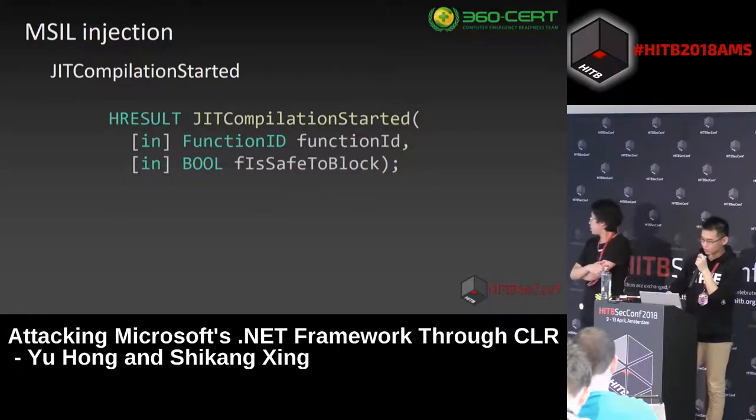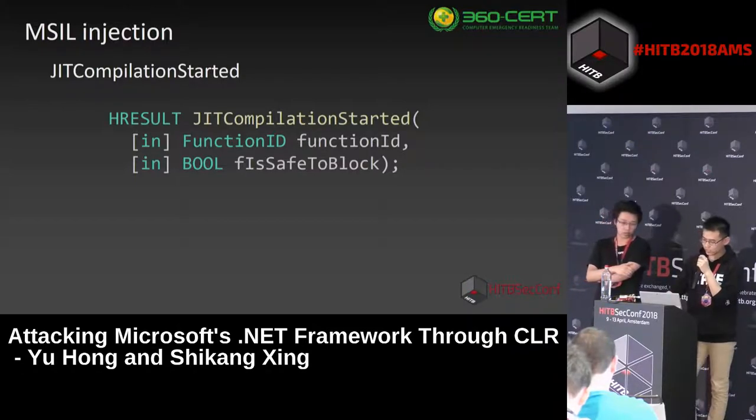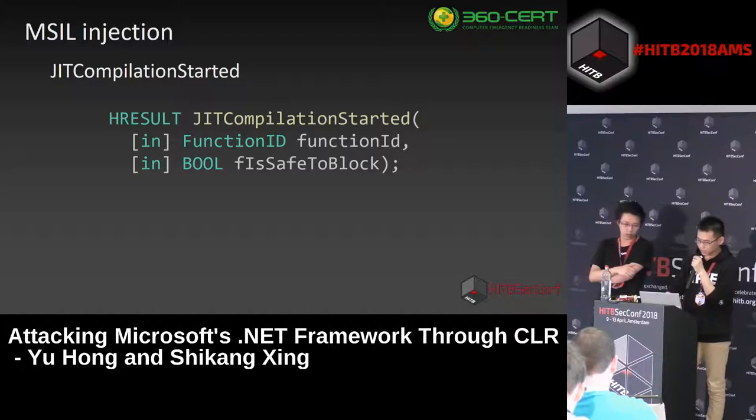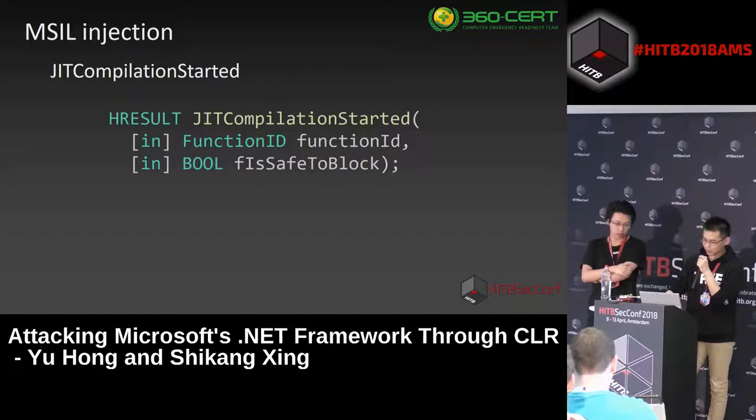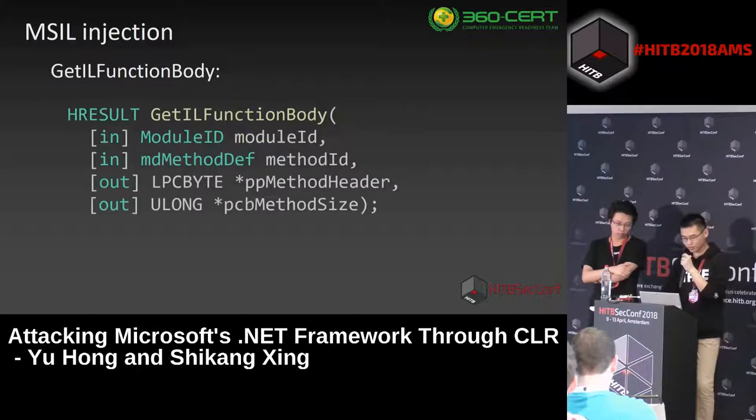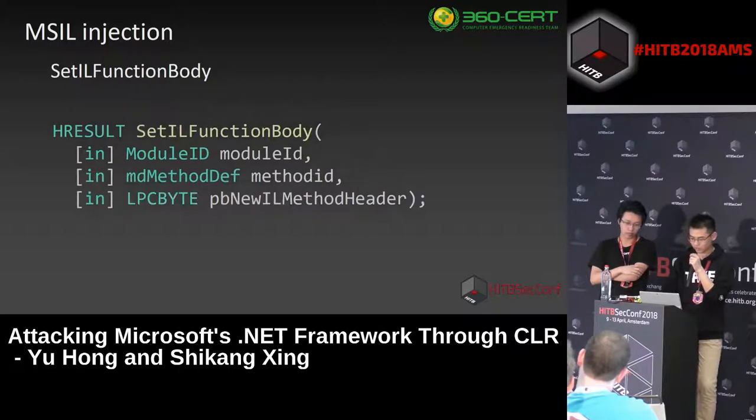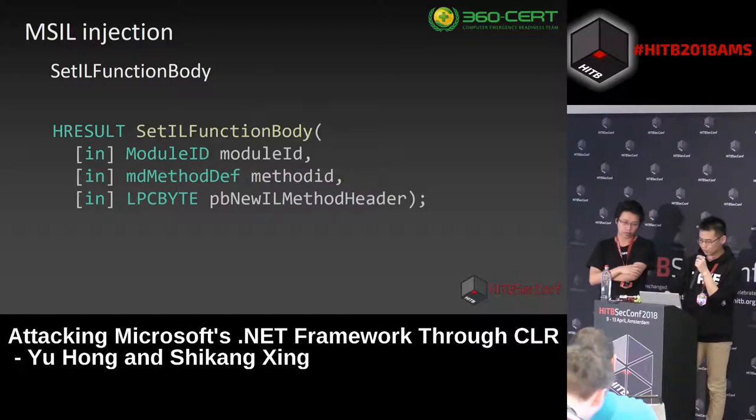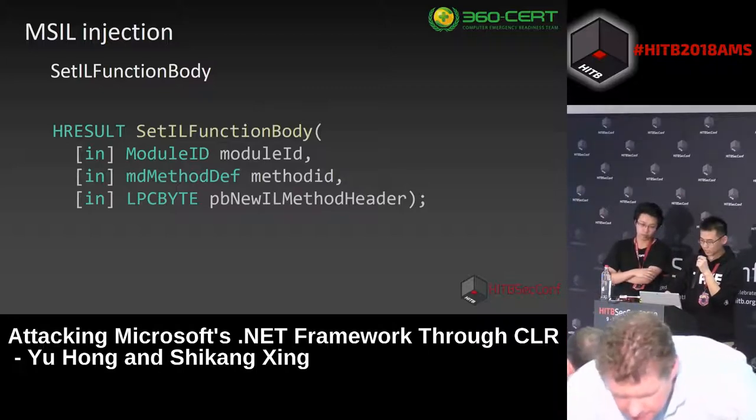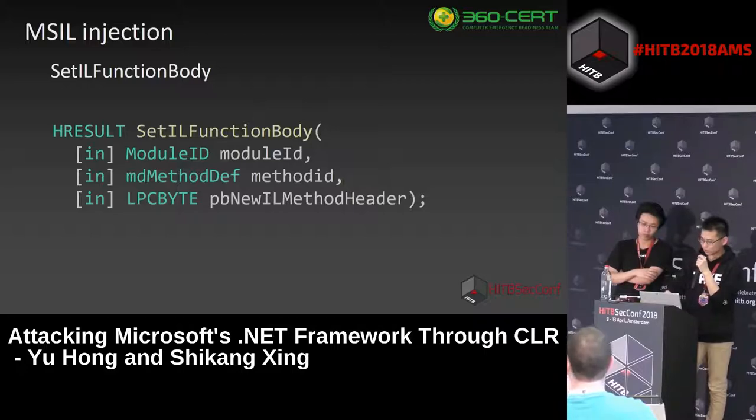First, we need to get the slot of the injection position. This is JIT compilation started, and we need to pass two parameters: function ID and flag safe block. And then we need to get a function body. The first function is GetILFunctionBody, with parameters module ID and method ID, and it will return a pointer. The second function is SetILFunctionBody. In other words, the first function is to gain the IL function body, and the second is to modify the IL function body.